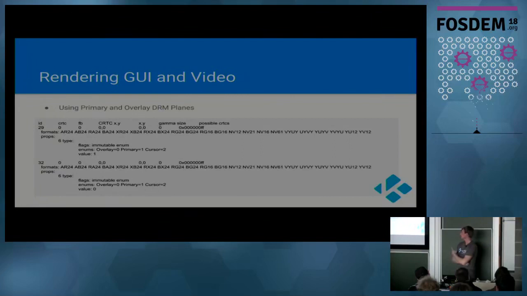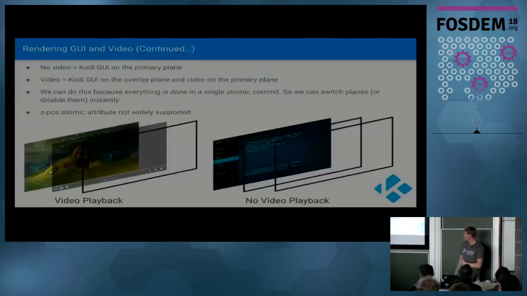So in the example here, the top plane is type 1, which means it's a primary plane, and then the bottom one is a type 0, which is an overlay plane. And there's actually a type 2, which is a hardware cursor, but we don't use that at all. So both these planes support NV12, as well as a ton of other modes. So we use these 2 planes to our advantage.